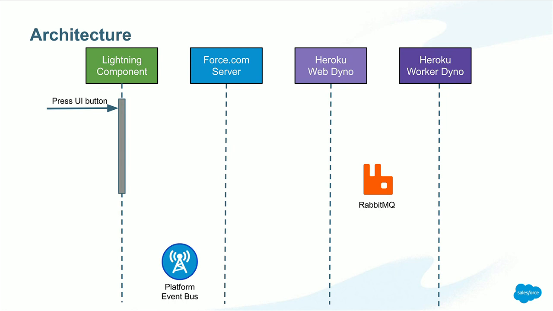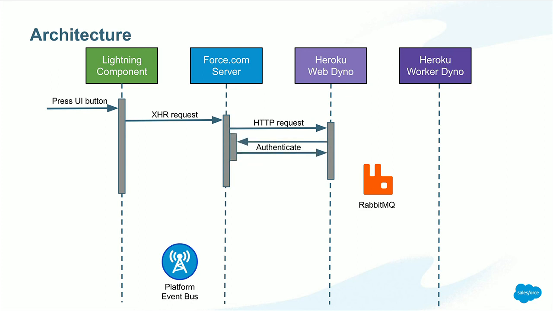So when the user presses the UI button in the Lightning component, a request is made to the Force.com backend via the Lightning controller, which makes a HTTP request to the web dyno, which will authenticate back to the Force.com server. Now, in our example, this is just as simple as taking the session ID from the request and the referrer URL, but we have more complex authentication, which we'll speak about a bit later, which you can have a look at. It will then publish a message onto the RabbitMQ message queue. And after that, it will immediately respond to the Force.com side saying, OK, the request processed OK, and we'll get the callback in the Lightning component, which says request sent or whatever.